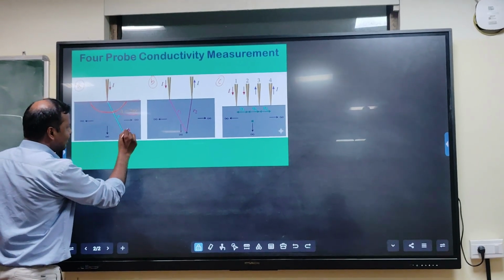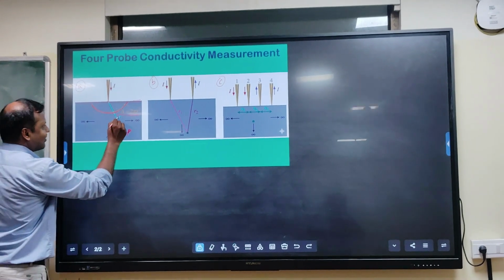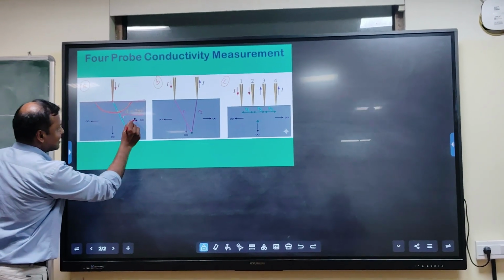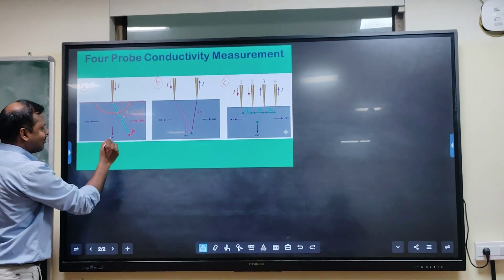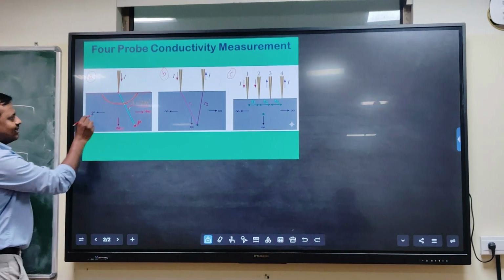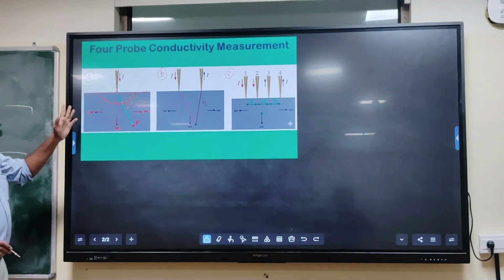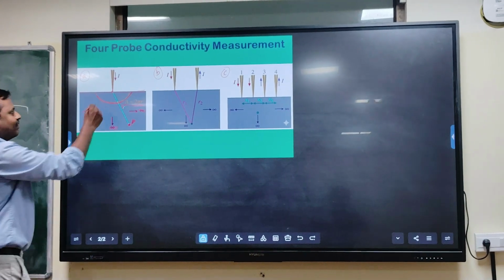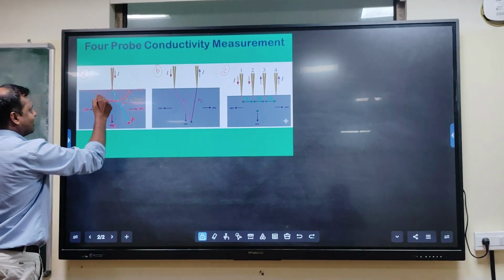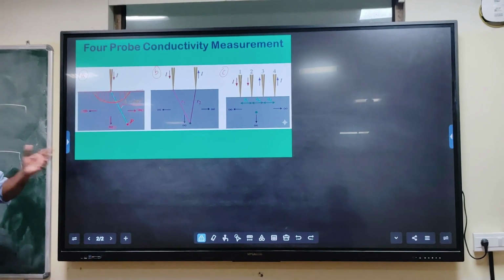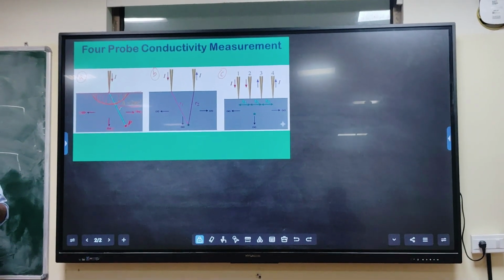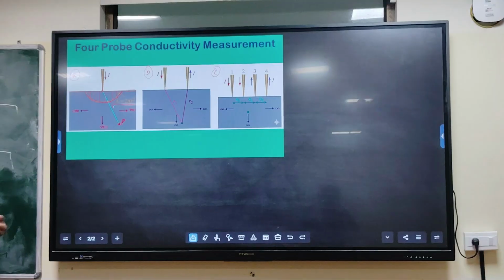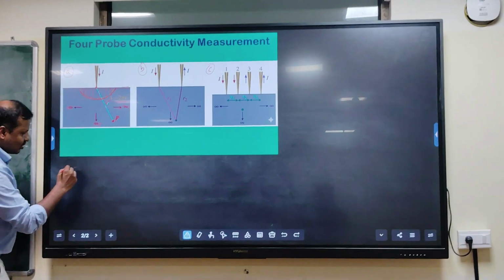Let us assume some point P which is r distance away from this contact point. Here the sample extends to infinity in this direction, and in this direction as well. That means the sample is sufficiently large in size, and this is where the current flows. Now we will write the relation between the electric field, voltage, and current density.